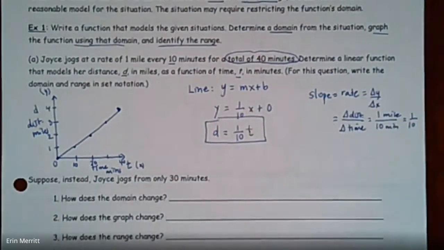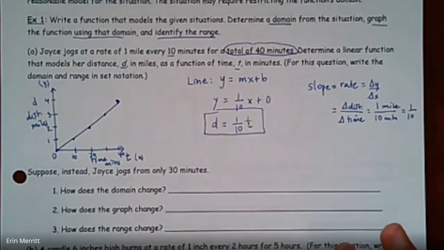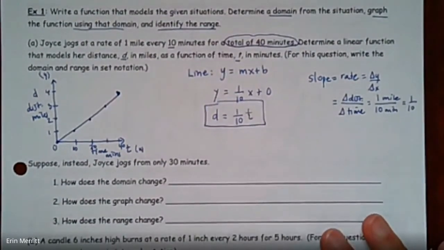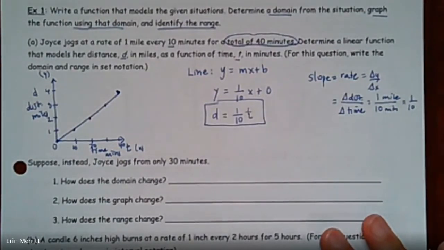All right, now it's saying suppose that Joyce jogs only 30 minutes, so she doesn't have as much time. How does the domain change? How does the graph change? How does the range change? Oh, it just occurred to me. We were supposed to talk about the domain and identify the range.